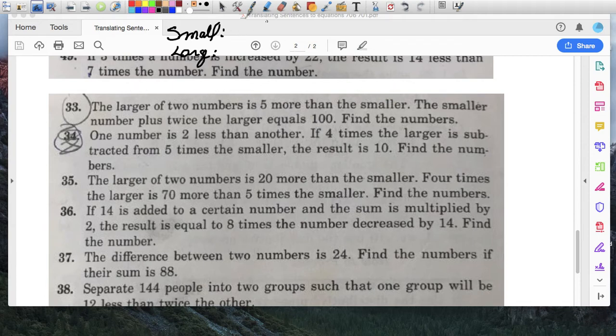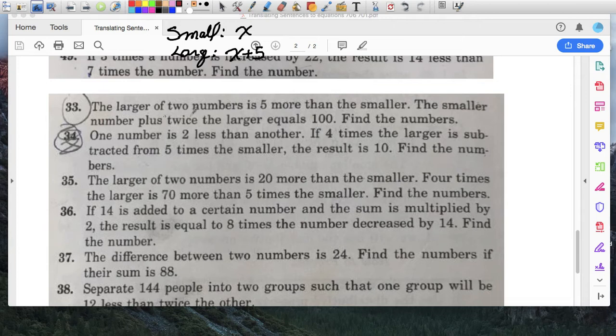Well, do I even know what the smaller one is? So let's just call the smaller one, I don't know, x. I know that the large one is going to be whatever the small one is plus 5. So the large one is going to be labeled as x plus 5. So there are my two numbers. One is x and the other one is x plus 5. Now I'm going to take that information and set up my equation.